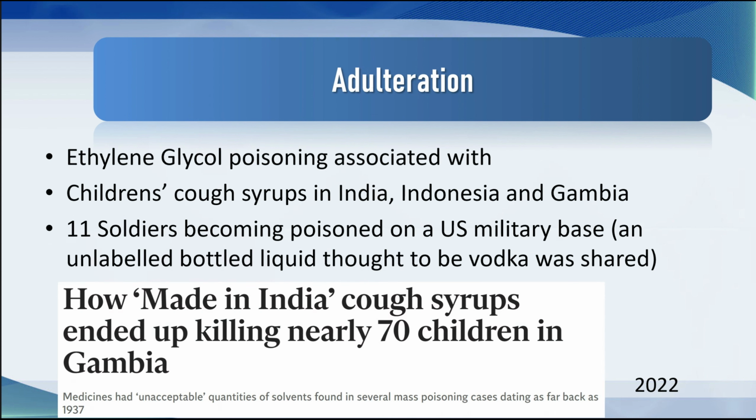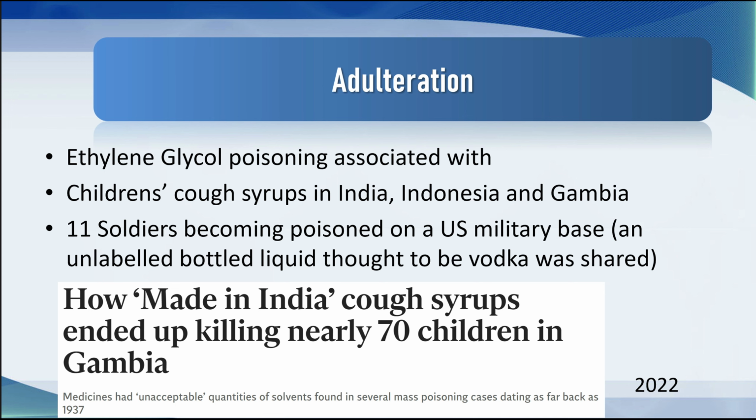Ethylene glycol adulteration is a problem worldwide. And as recently as 2022, there was a big scandal where cough syrups that were apparently made in India ended up killing 70 children in Gambia, and this is really a horrendous story that's worth reading if you're interested in this topic. Also, there was a whole group of soldiers in a US military base who drank an unlabeled bottled liquid that they thought was vodka, and they became poisoned from it, and the mortality rate is extremely high from this particular product.